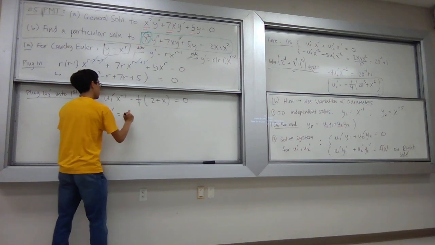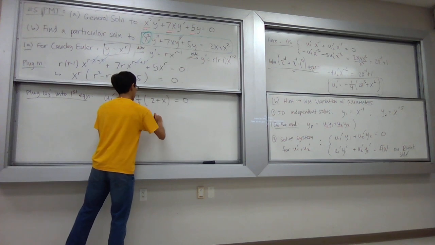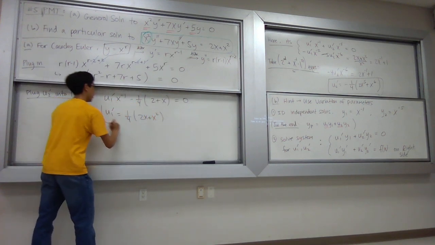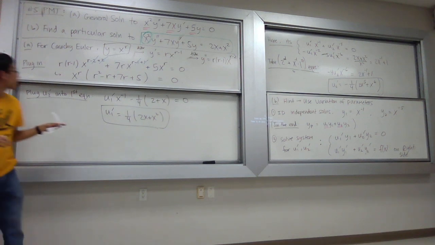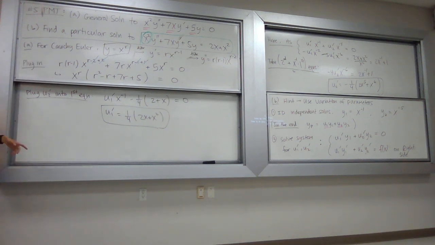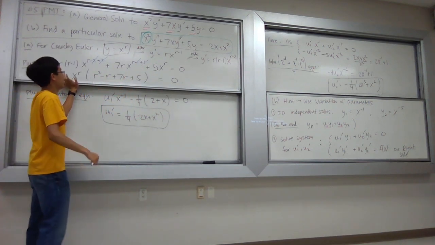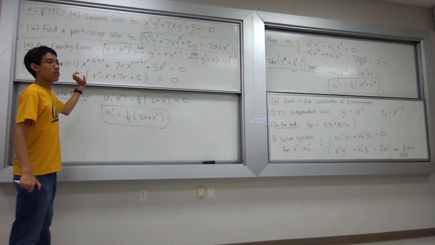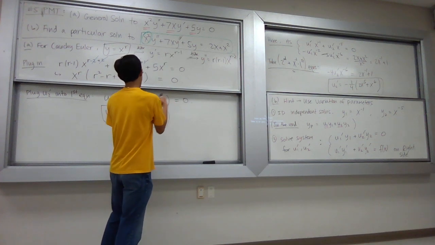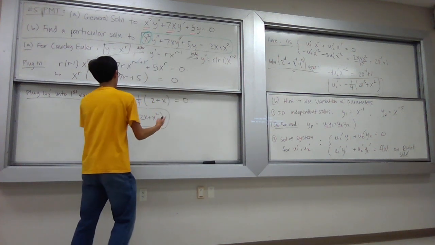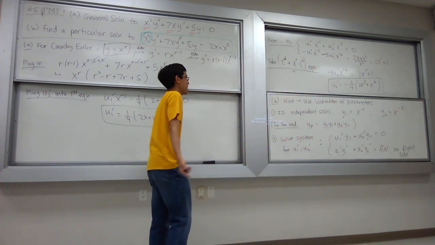u1 prime is 1/4. Multiplying everything by x, we have 2x plus x squared. So that's this way of doing variation of parameters. Yeah, the other way was pretty confusing, I'll be honest. Once you have u1 prime and u2 prime, it's very easy. Just integrate them and you get u1 and u2 back.